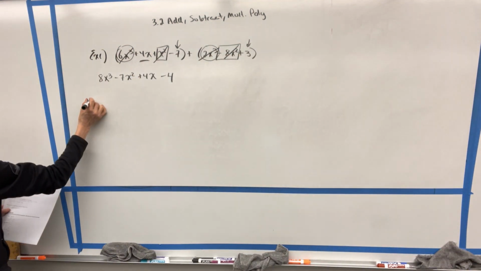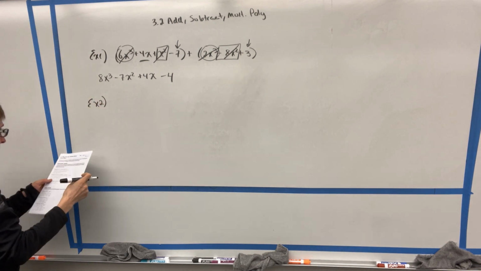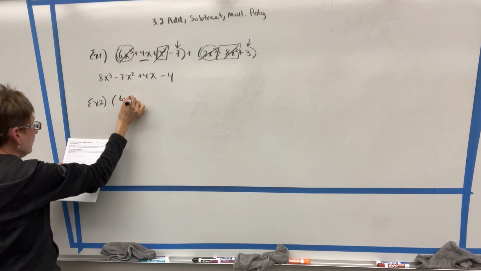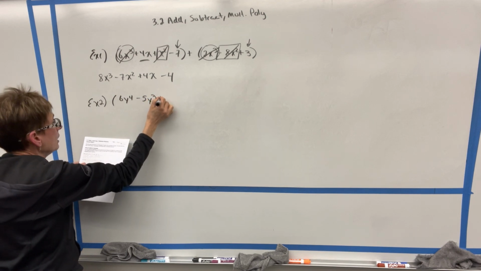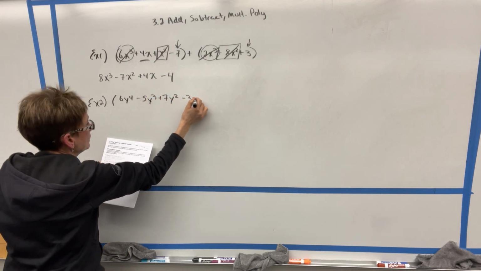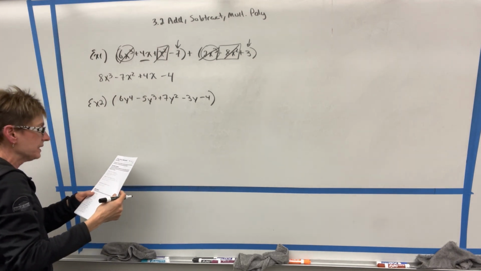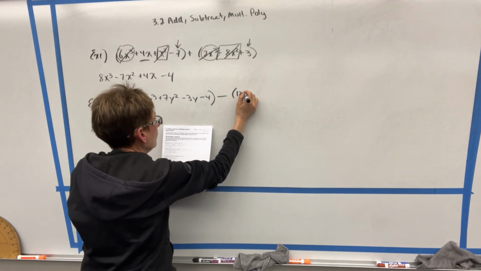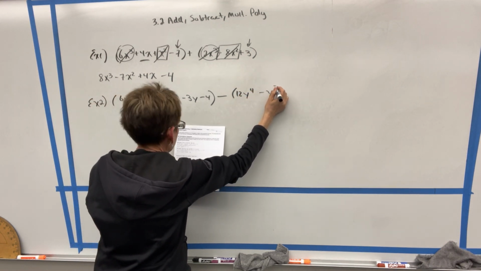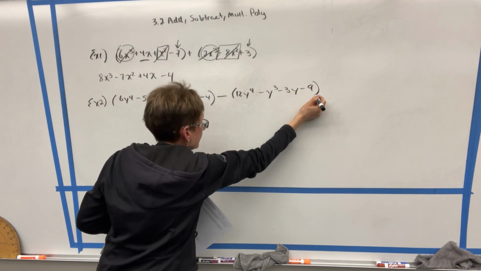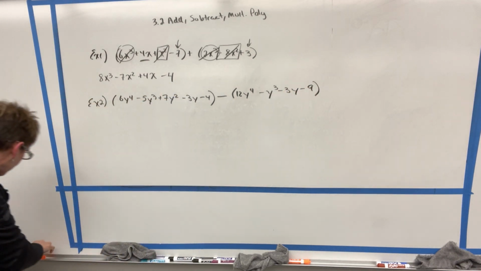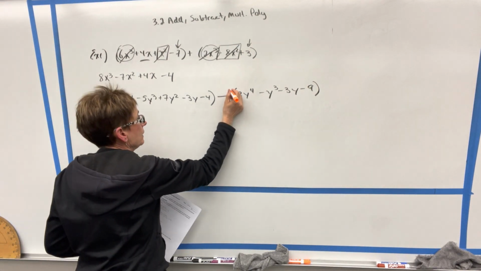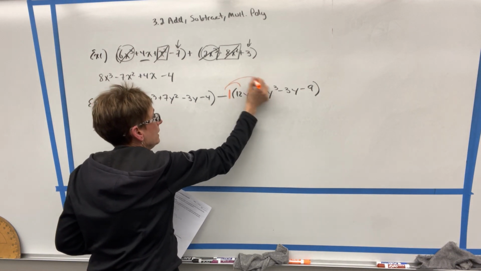Now, let's do example number 2, when we have subtraction. So let's say, for example, we have in parentheses 6y^4 - 5y^3 + 7y^2 - 3y - 4 in our first parentheses, and then minus, in the second parentheses, 12y^4 - y^3 - 3y - 9. Now, this is a matter of personal preference, but what I strongly recommend, because there is a minus sign here, is that this is the equivalent of a negative 1.